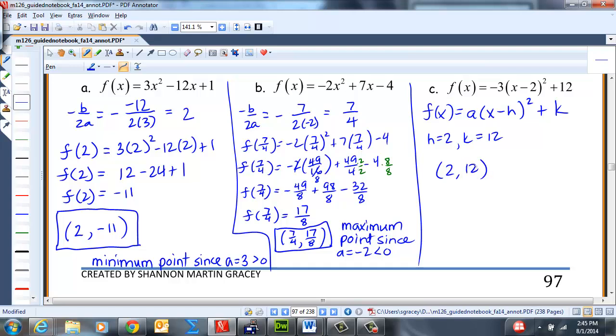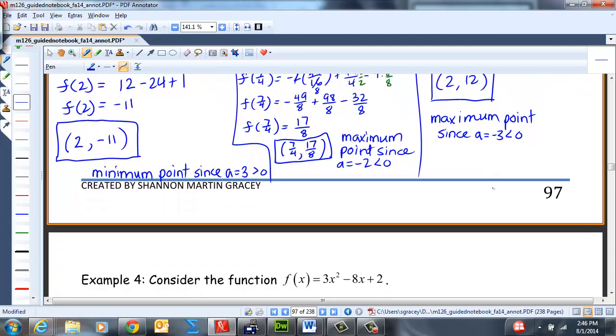And that is a good minimum point. Since a is -3, which is less than 0. No, maximum point. Remember, stop me if I'm making up my own math. So maximum, since we have a negative value, so it's opening downward, so that'll be the maximum. Very good.